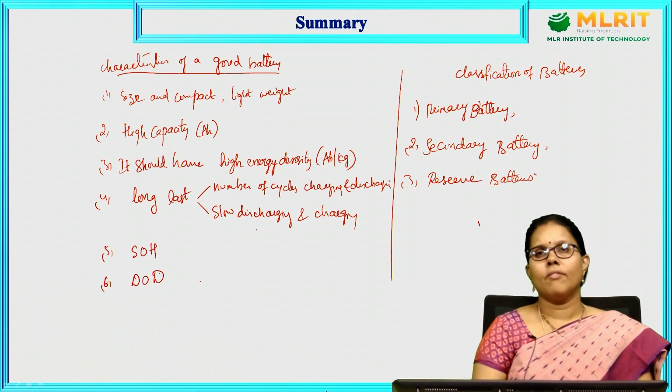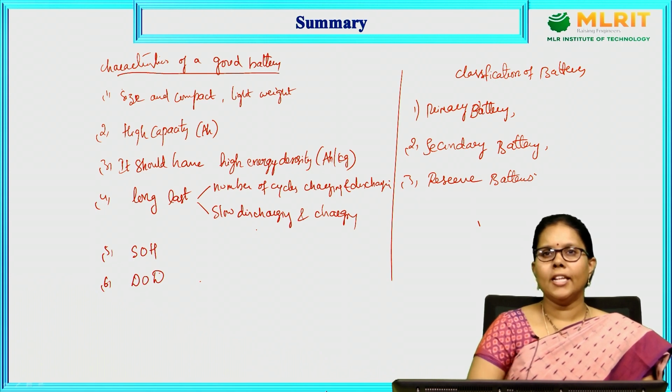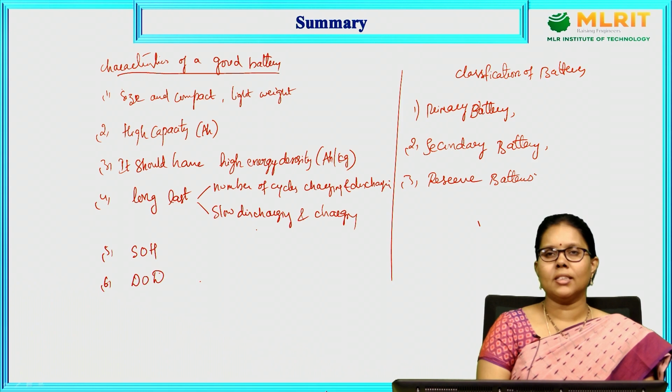With this, we have concluded today's class. In the next class, we are going to discuss examples of primary batteries like the dry cell, or Leclanche cell as we used to call it, or the zinc air battery.